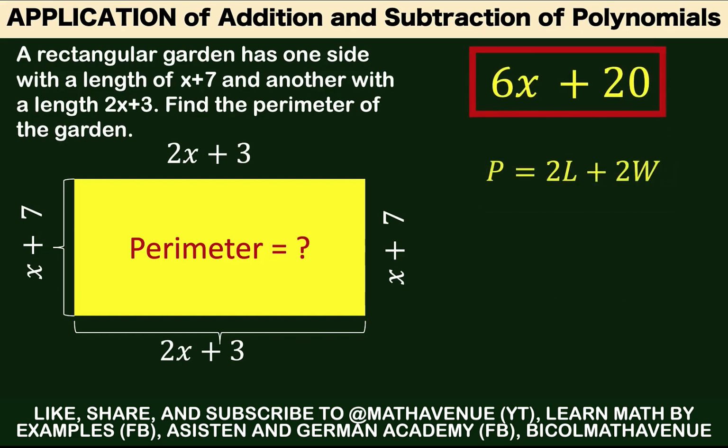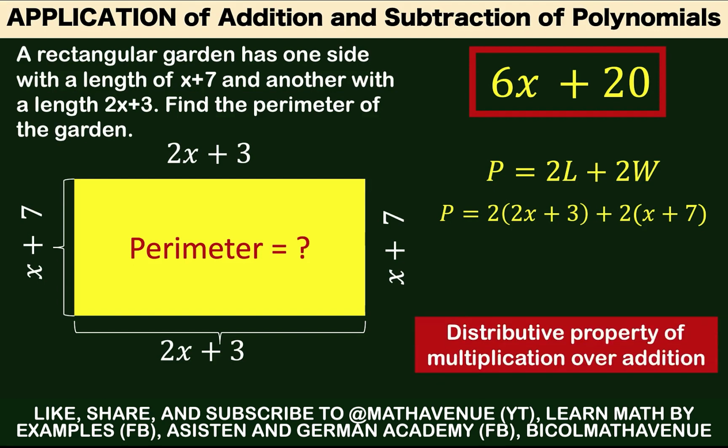P is equal to 2L plus 2W. Let's see what happens. You have 2 times our length 2x plus 3 plus 2 times our width of x plus 7. Now here you have a monomial times a binomial. We are going to perform what we call the distributive property. Here, you distribute the monomial factor to the binomial factor.